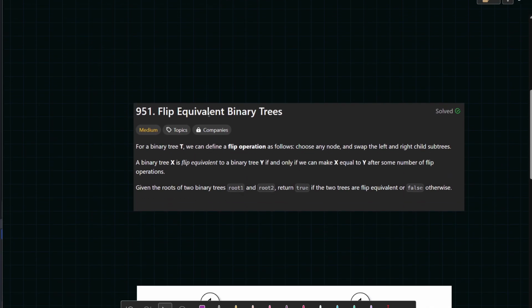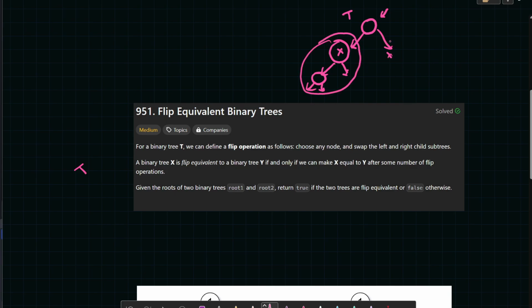The question is saying that for a binary tree T, we can define a flip operation as follows. There is a tree named T, and there is a left child and a right child. What we can do is simply choose any node, suppose that we are choosing this particular node, and we can simply swap the left and the right subtrees. If there are more nodes, then definitely we just swap the whole left subtree with the whole right subtree. Understand? Okay.